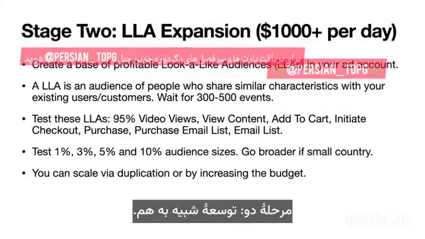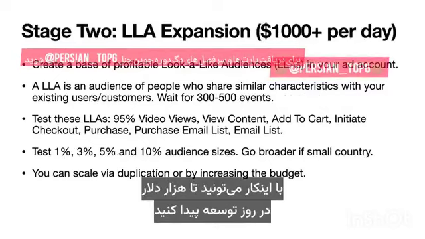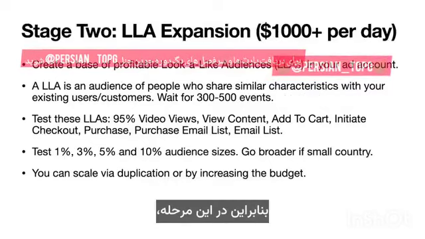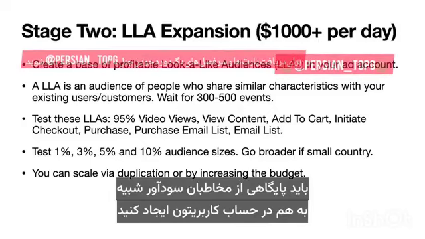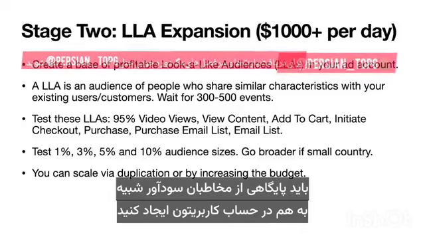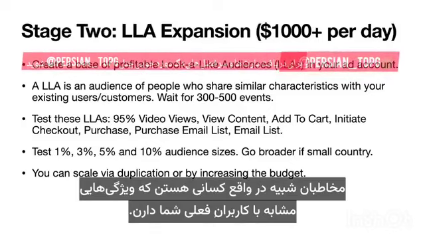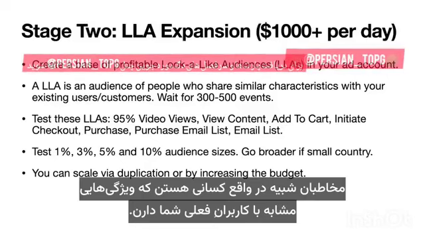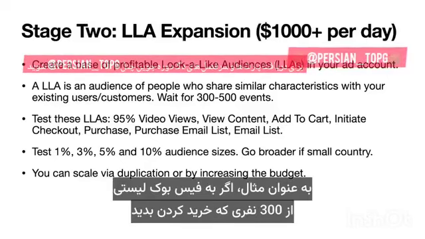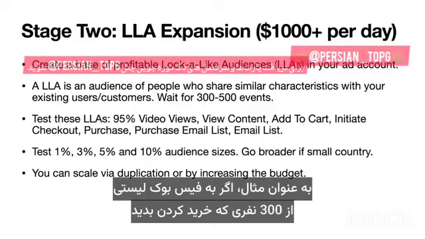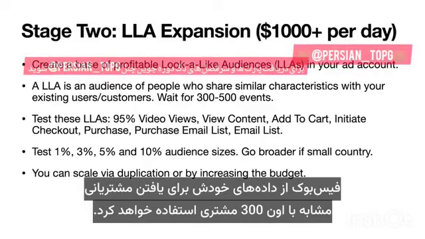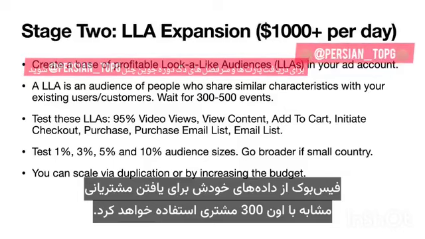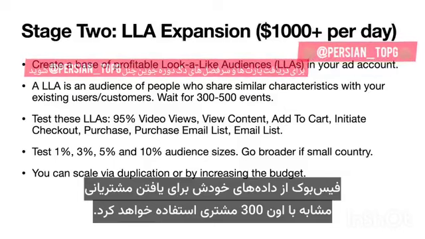Stage 2, lookalike expansion. With this, you can scale to $1,000 per day. At this stage, you want to create a base of profitable lookalike audiences in your ad account. A lookalike audience is an audience of people who share similar characteristics with your existing users. For example, if you give Facebook a list of 300 people that have purchased, Facebook will use their data to find similar customers to those 300 that you gave.